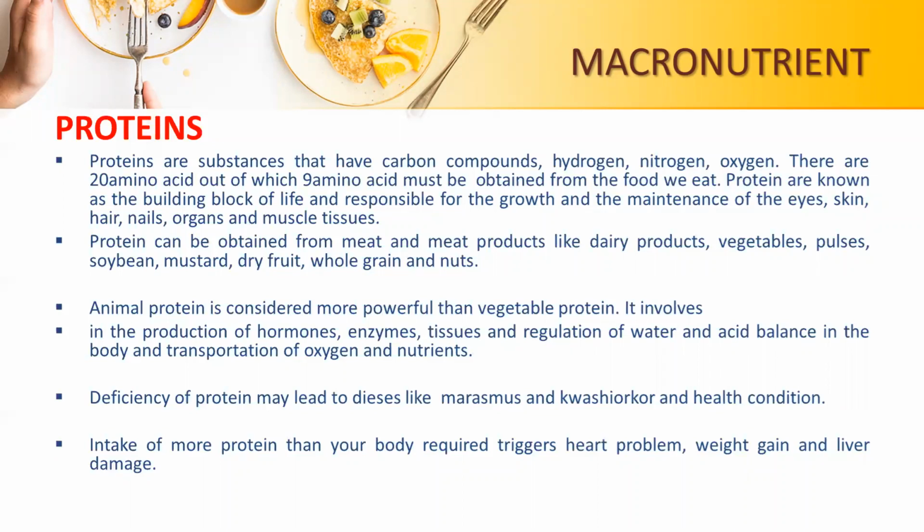Protein can be obtained from meat and meat products, dairy products, vegetables, pulses, soybean, mustard, dry fruit, whole grain, and nuts. Animal protein is considered more powerful than vegetable protein. It is involved in the production of hormones, enzymes, and tissue, regulation of water and acid balance in the body, and transportation of oxygen and nutrients.